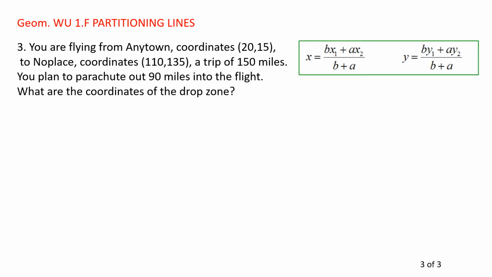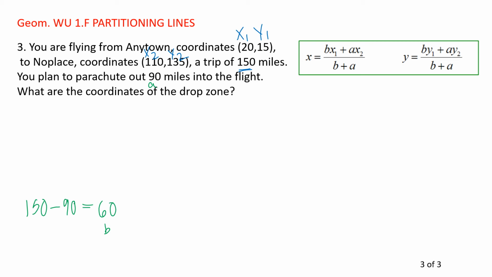Look at this next one, actually an application problem. It says you're flying from Anytown with the coordinates to Noplace with the coordinates. A trip of 150 miles, that's the total distance, and you plan to parachute out 90 miles into the flight. The first thing I'm going to do is find A and B. If the total trip is 150 miles and I'm parachuting out after 90 miles, that's my A. 150 minus 90 gives me my other, the remaining leftover. So this is A, and this is B.